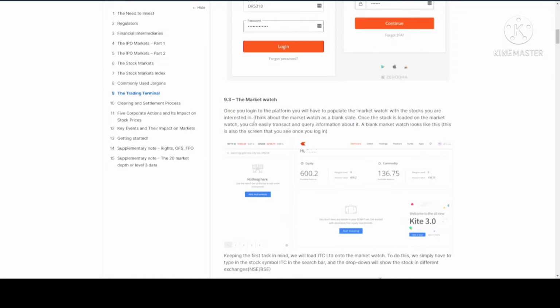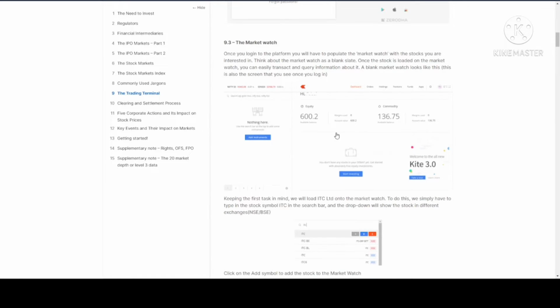Once you log into the platform, you will have to populate the market watch with the stocks you are interested in. Think about the market watch as a blank slate. Achha. Once the stock is loaded onto the market watch, you can easily transact and query information about it. A blank market watch looks like this. This is also the screen that you see once you log in.